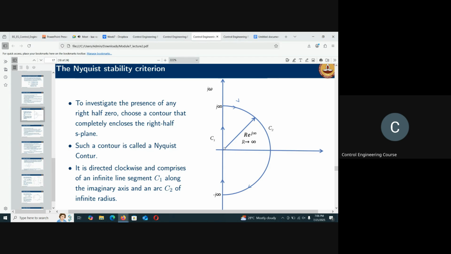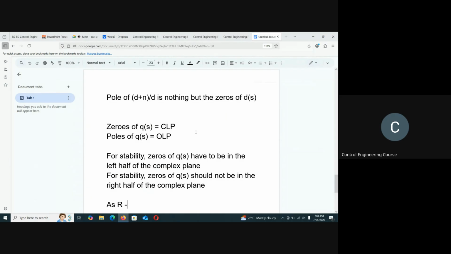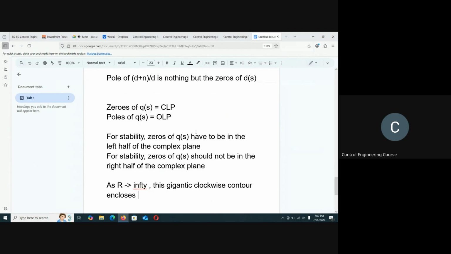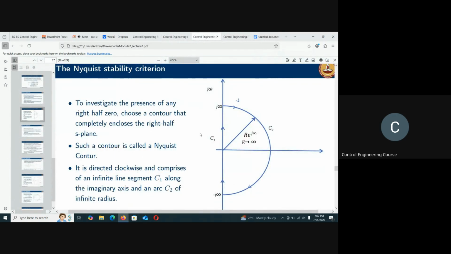As r tends to infinity, what happens? The semicircle grows bigger and bigger, right? So do you agree that as r tends to infinity, this gigantic clockwise contour encloses all of the right half of the plane, correct? Do you agree? It's just a mathematical trick, nothing more.